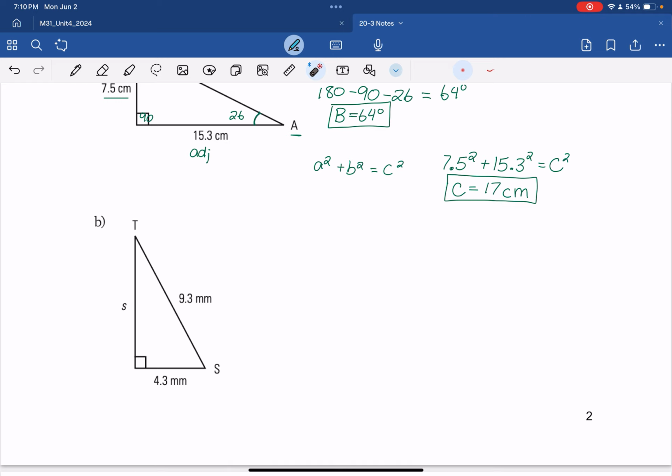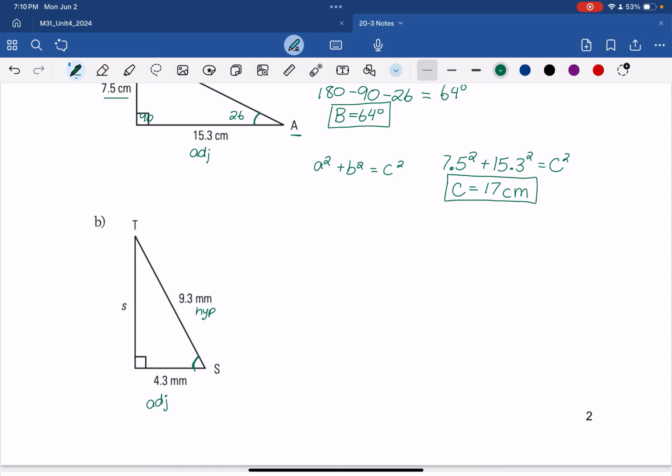So now I need S, side S, angle T, and angle S. And really, I could start with whatever I would like to. I'm going to start with the angles. So I'm going to look at angle S first. So if I look here, this 9.3, this is my hypotenuse. Okay, I know that it's opposite to the 90, it's my longest side, that's my hypotenuse. Now this 4.3, this side length is connected to the angle. It's right next to it. This is my adjacent side.